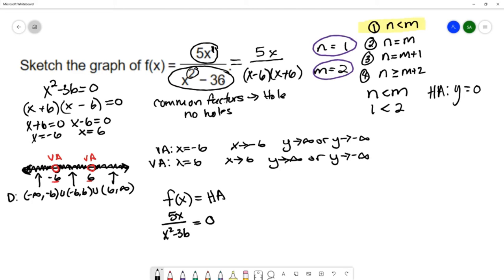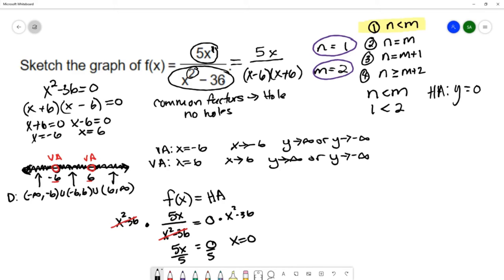To solve this, I would multiply both sides by x squared minus 36. That will eliminate the denominator. So we cancel out that denominator. We're left with 5x on the left. On the right, 0 times anything is 0. And we have this equation 5x equals 0. We'll divide both sides by 5, and we get x equals 0.